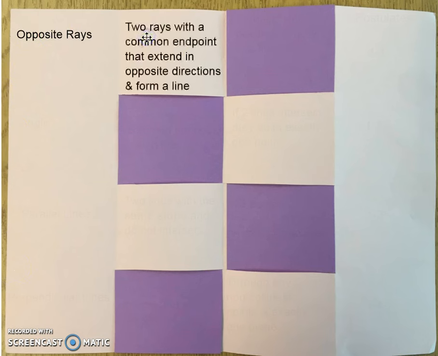And opposite rays are two rays with a common endpoint that extend in opposite directions and form a line. So they have to extend in those two opposite directions, and that's what makes them actually form a line. I'll show you a diagram of that when we get to the inside of our foldable. Next we have angle, and an angle is also made up of two rays with a common endpoint. However, they don't have to go in opposite directions. And that common endpoint we might remember from middle school, that's called a vertex.